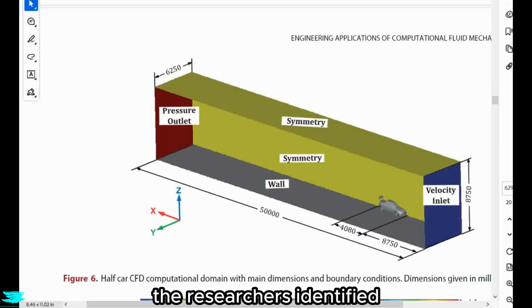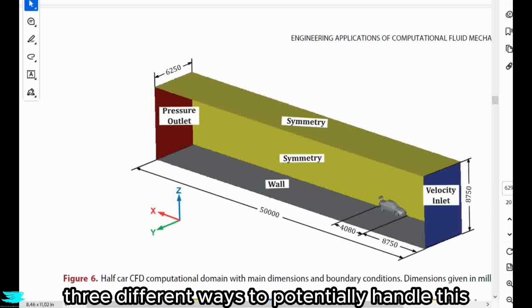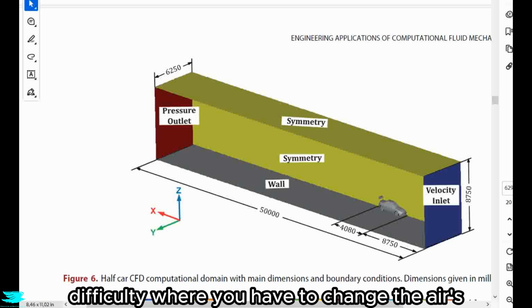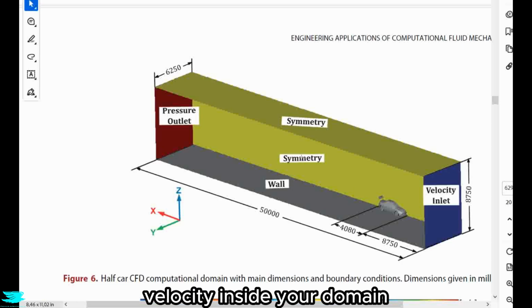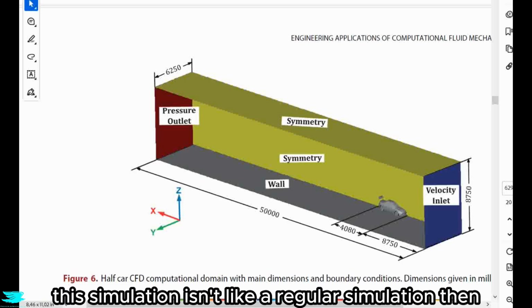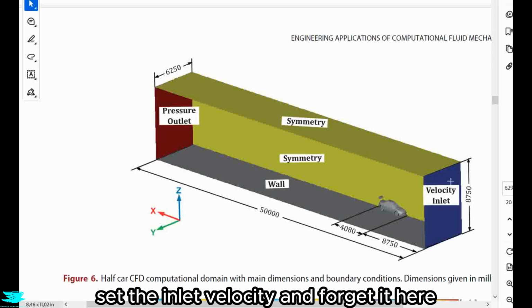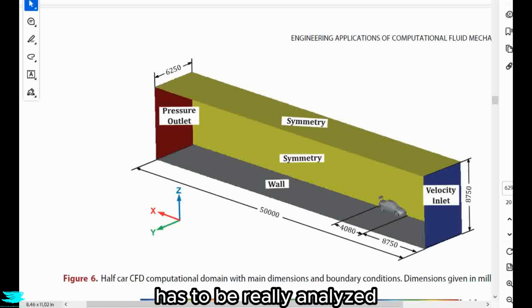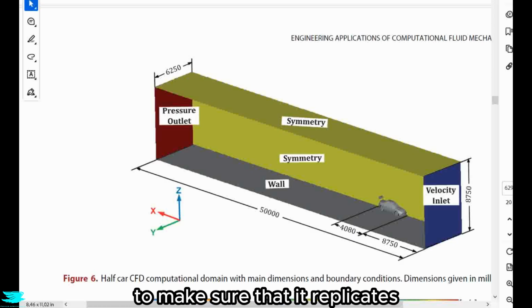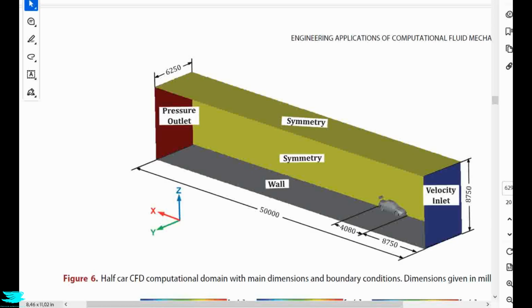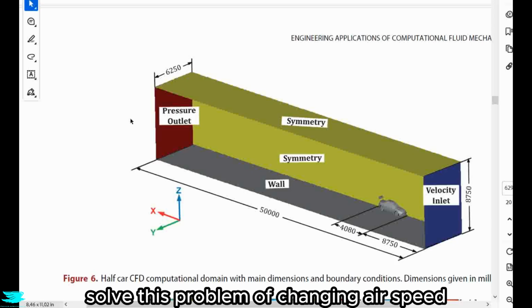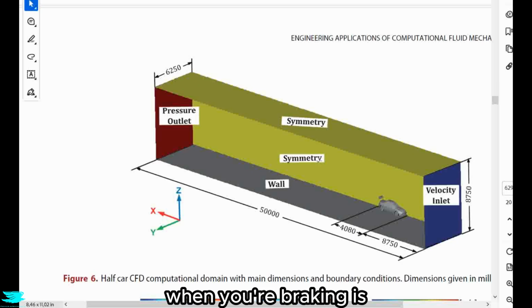The researchers identified 3 different ways to potentially handle this difficulty when you have to change the air's velocity inside your domain. The simulation isn't like a regular simulation then, and that means that you can't really just set the inlet velocity and forget it. Here, the speed of the air in the domain has to be really analyzed to make sure that it replicates the braking process.